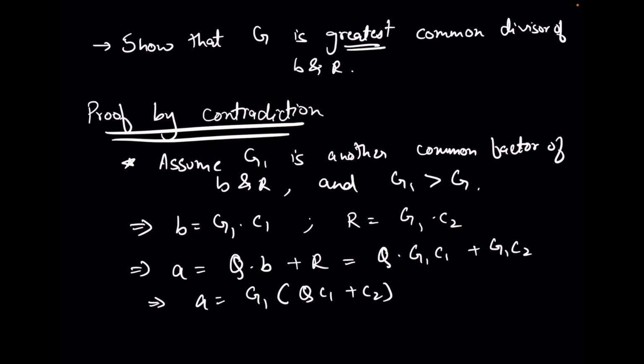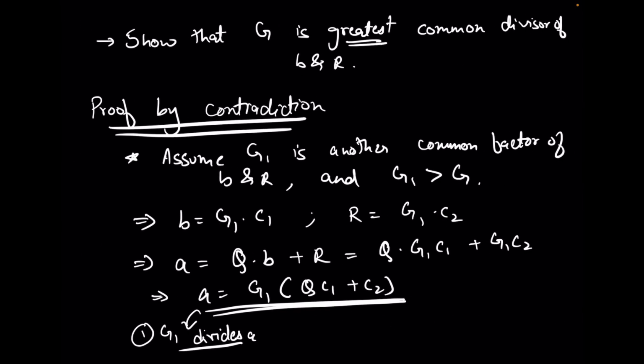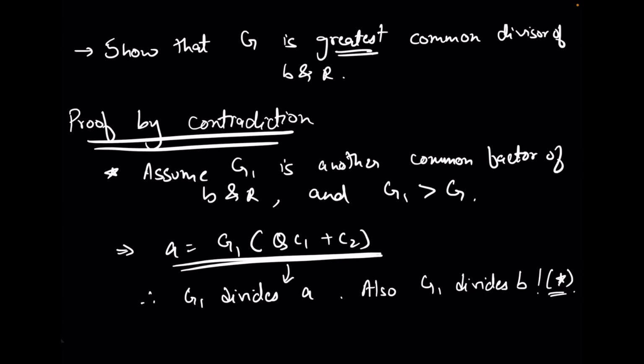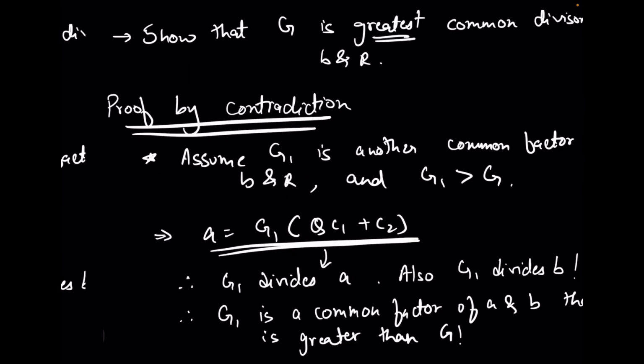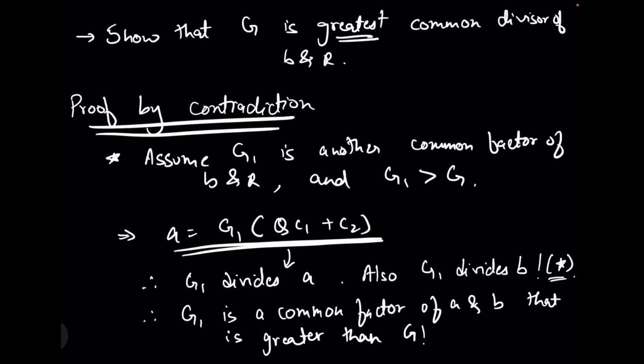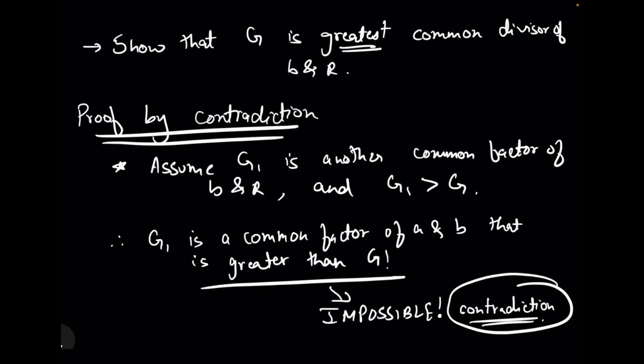So what have we seen here? We've seen that G1 divides A, and also we know that G1 divides B, because that's what our assumption was, that G1 is a common factor of B and R, which means G1 definitely divides B. So G1 divides A and G1 divides B. We also know that G1 is actually greater than G. This means that G1 is a common factor of A and B that is greater than G. But G, by definition, was the greatest common factor of A and B.